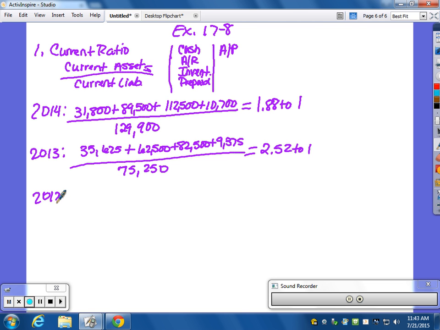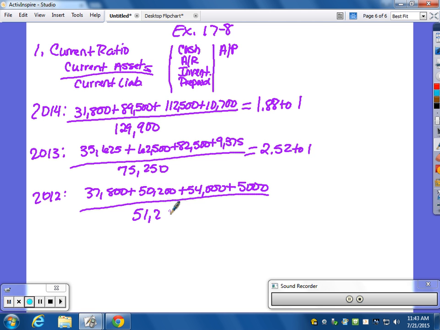2012, what's the cash? 37,800. Accounts receivable, 50,400. Inventory, 54,000. Prepaid, 5,000. Accounts payable, 51,250. So what's the current ratio? 2.87 to 1.